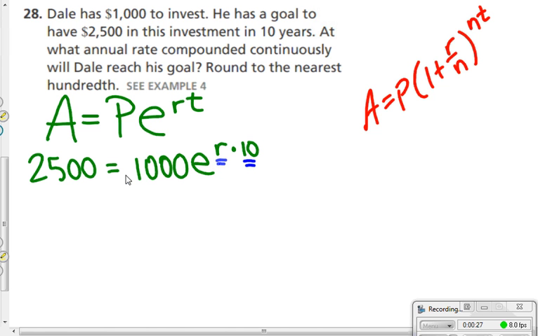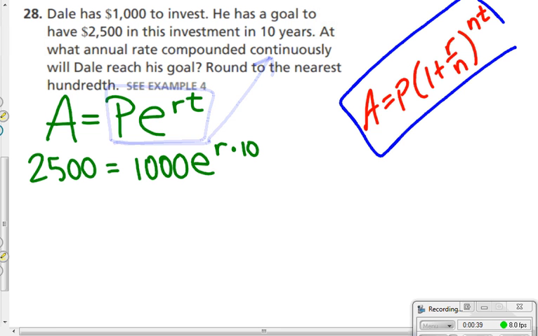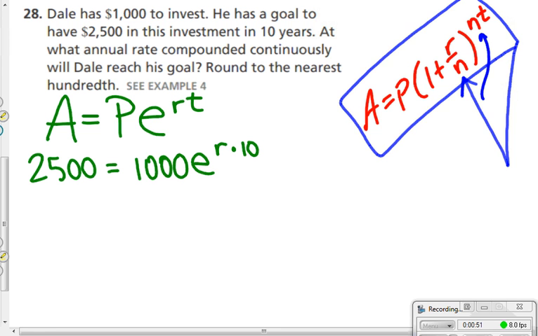The reason I knew to use this formula is because it said it was compounded continuously. If the money was compounded monthly or any other increment, you would use this old formula from earlier in this chapter. Okay? So that would be if it's monthly, N would be 12. Weekly, 52. Daily, 365 for N in those two places. So here's the formula we have.